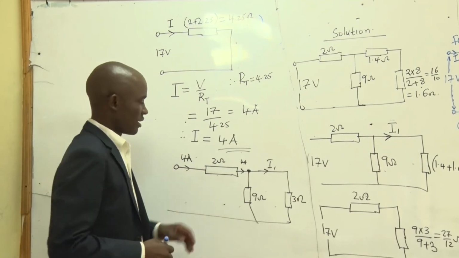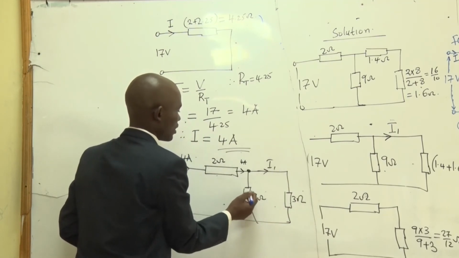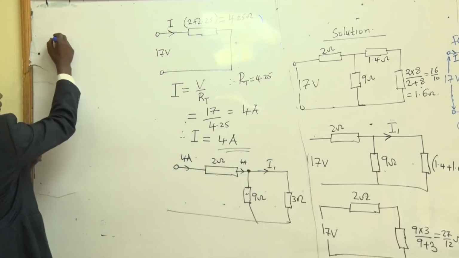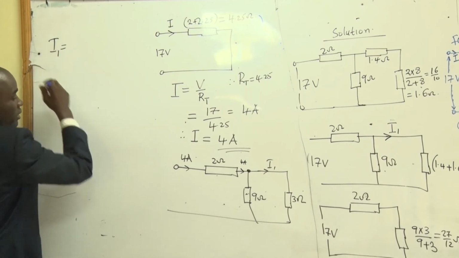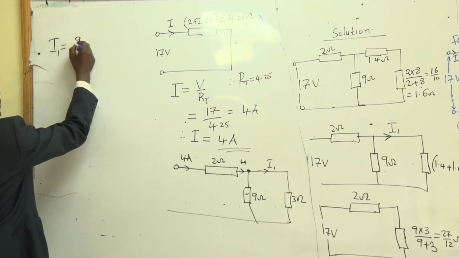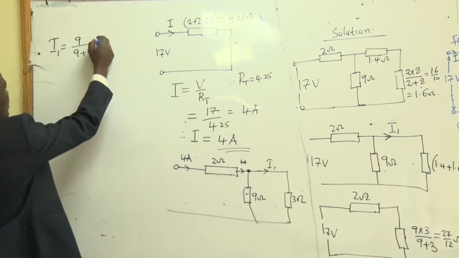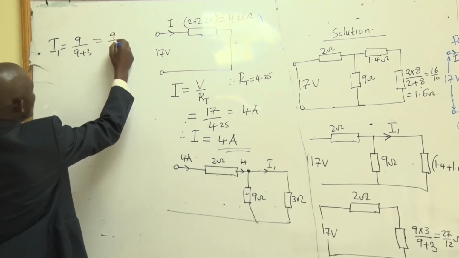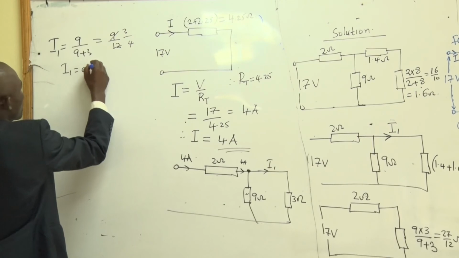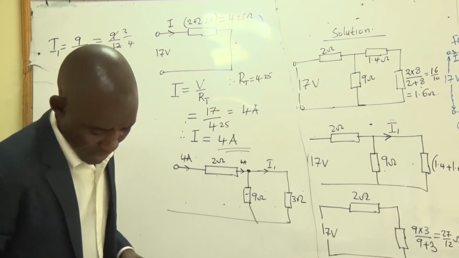Using the current divider rule, if you want to get the current passing through this resistor, you use the other resistor. So I1 will be given by 9 all over 9 plus 3, because we want to get current here, use this resistor. This will be equal to 9 over 12, that is 3 over 4. Remember, I1 is the same as 0.75 amperes. That is the current I1.